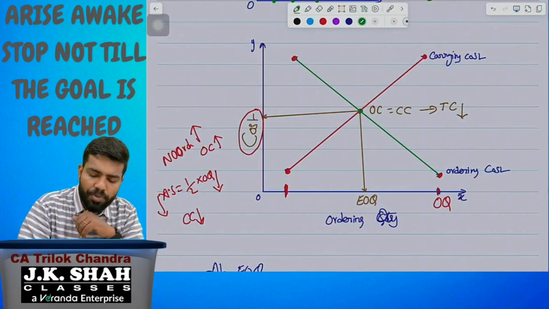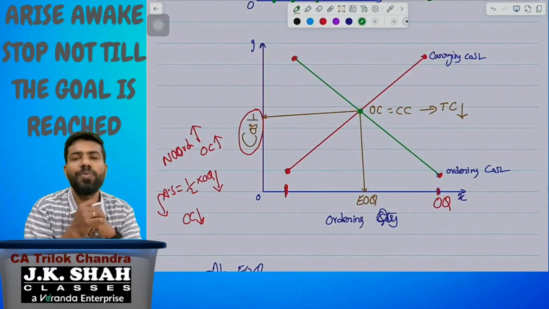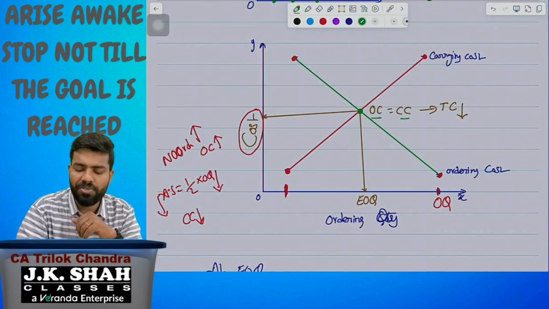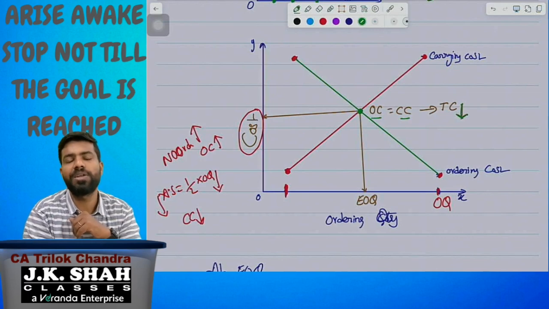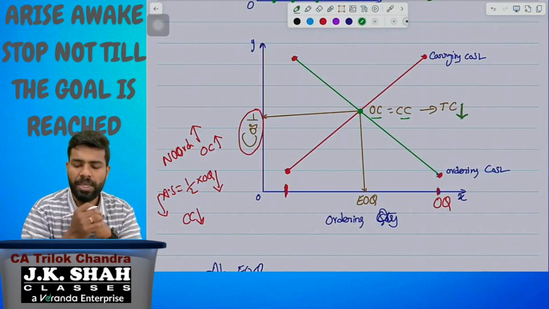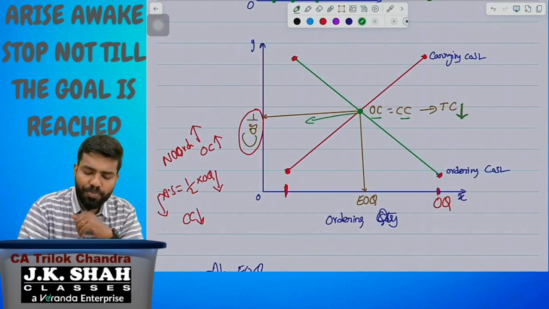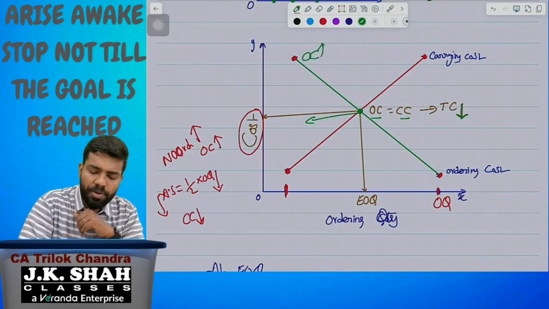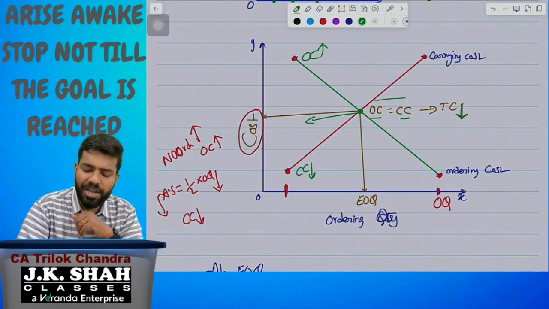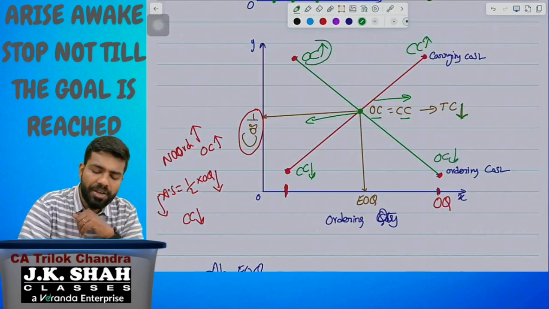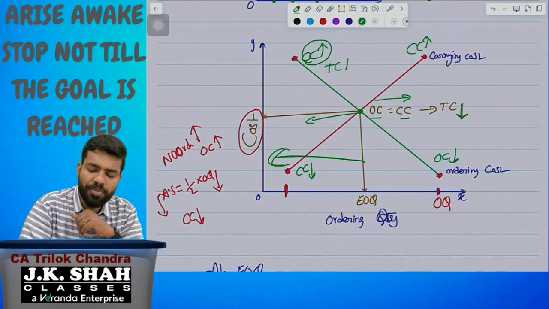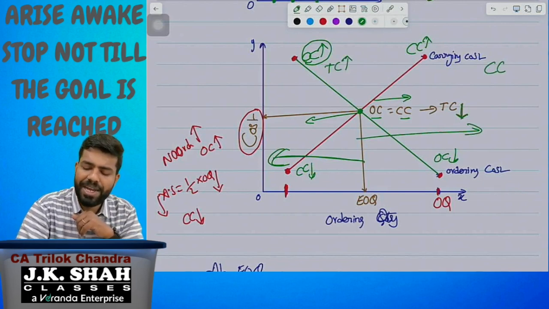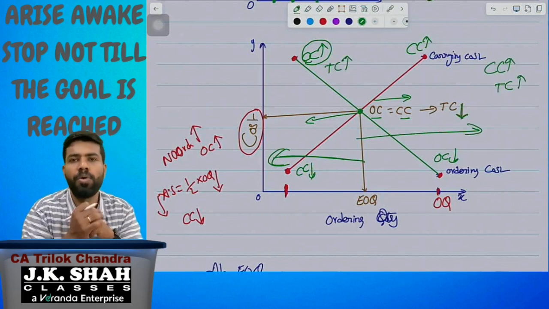The point where both intersect is the point where ordering cost equals carrying cost. At that point, the total cost will be least. If you take before this point, ordering cost is more, whereas carrying cost is less. If you take after this point, carrying cost is more, ordering cost is less. Due to ordering cost being more in this range, your total cost will be more. After this, due to carrying cost being more, your total cost will be more.